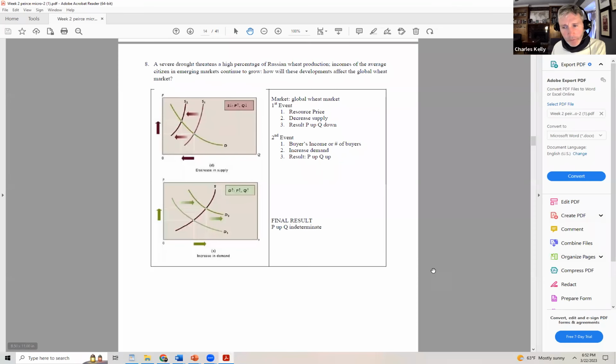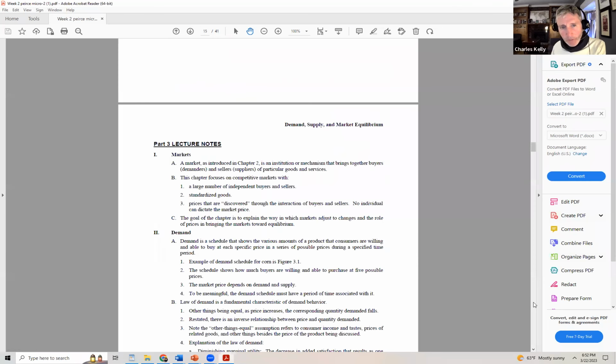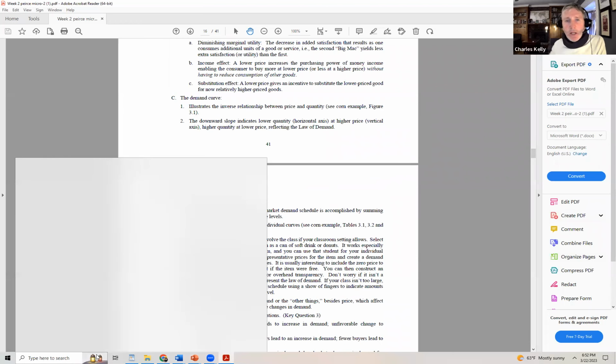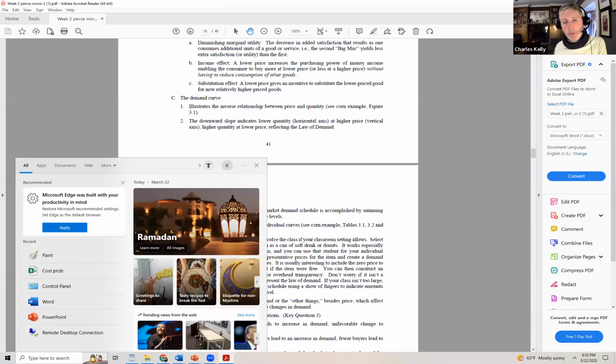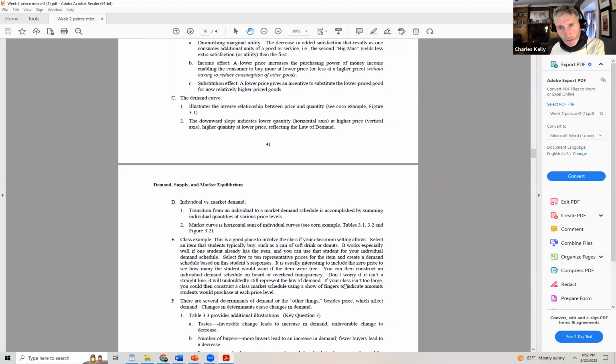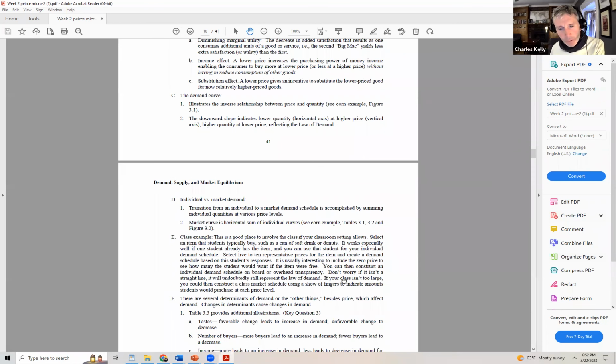At the bottom of the rest of this document are the lecture notes for chapters 3 and 6. So if you're not going to read all the chapters, at least read the lecture notes, because that'll give you highlights of the important material that we're covering. All right, so that's the quiz.